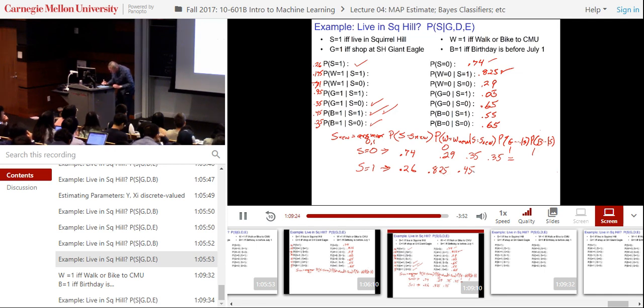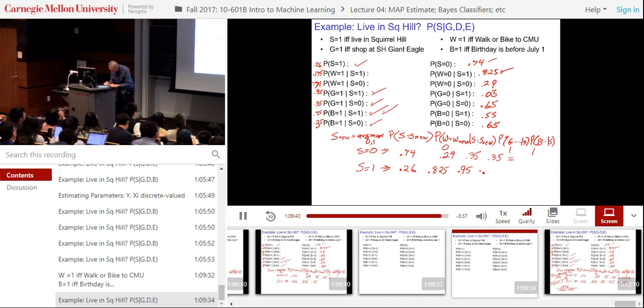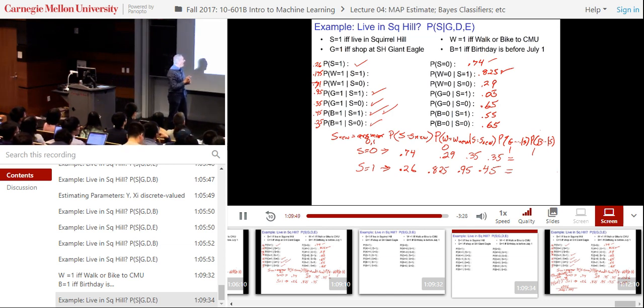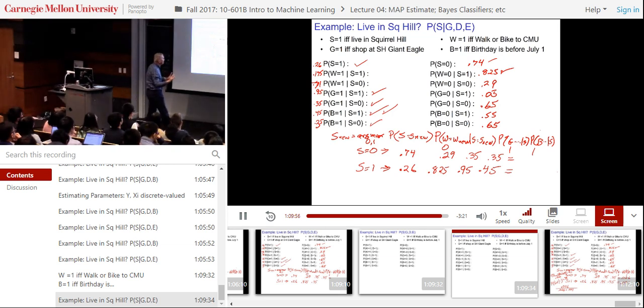What did I write down? So probably the probability of G equals 1 given S equals 1 is 0.95. Thank you. And finally, the probability given S equals 1 of B is 0.45. Okay. I look at these numbers, I can tell which product is larger, and I like it. I don't know the S yet, but I'm thinking it's a compelling probability.